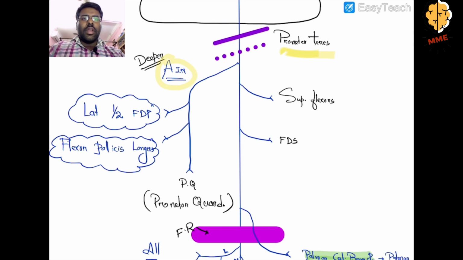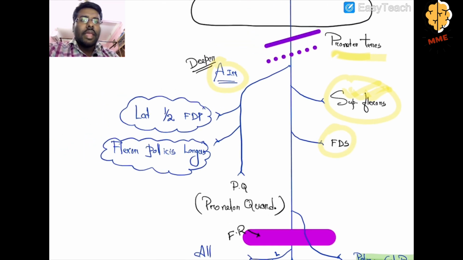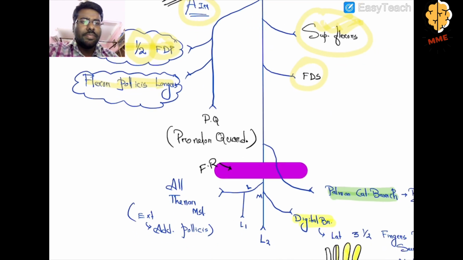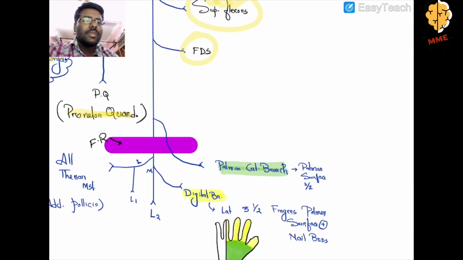The deeper branch is called the anterior interosseous nerve, and the superficial branch mainly supplies the superficial flexor muscles: the FDS, flexor digitorum superficialis, and the FDP and flexor pollicis longus. The lateral half of the FDP gets innervation from the median nerve, the deeper portion via the anterior interosseous nerve. It is very easy, and then it gives the pronator quadratus muscle.